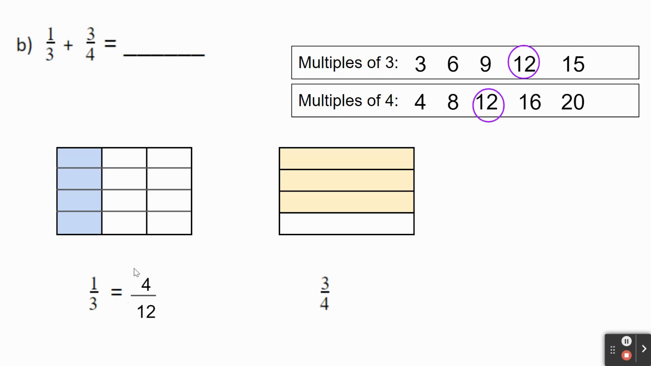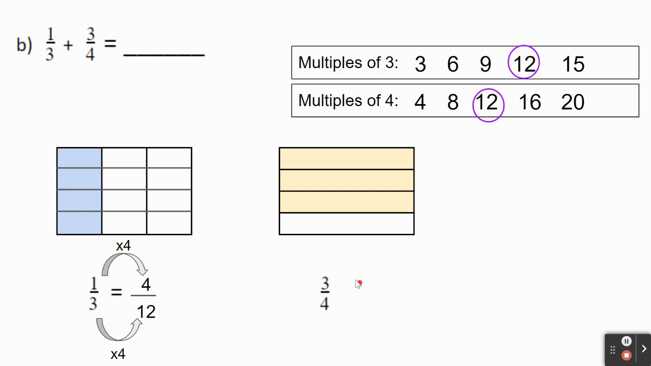Another way we can get 4/12 is by asking ourselves, what do we multiply by 3 to get to 12, since 12 was our common multiple? Well, we know that 3 times 4 is equal to 12. So whatever we do on the bottom, we must do on the top. So since we multiplied by 4 on the bottom, we're going to multiply by 4 on the top. 1 times 4 is 4. So this is just another way to get the equivalent fraction 4/12.